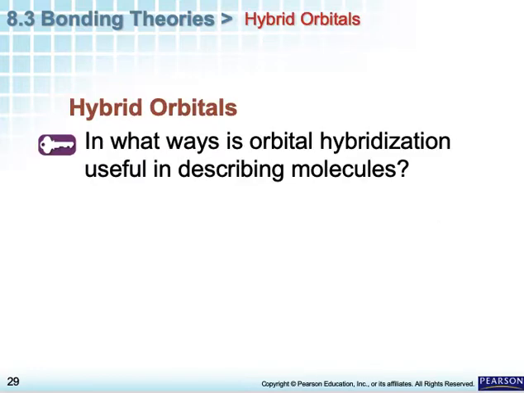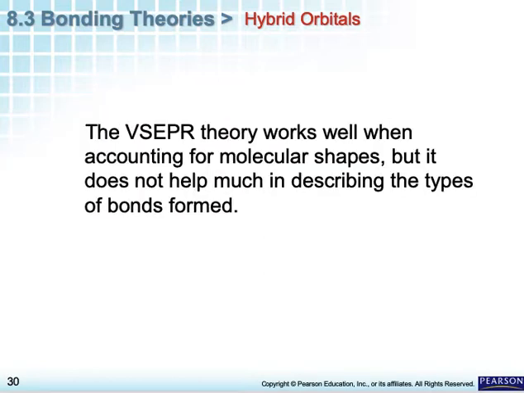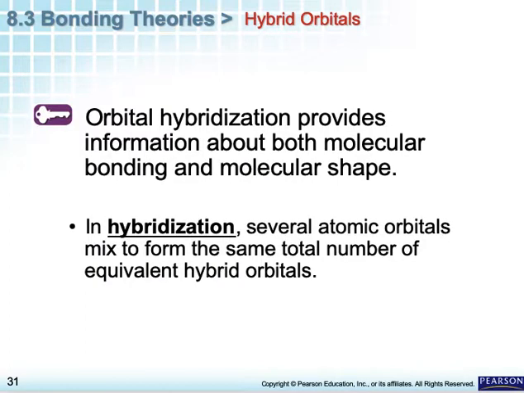Hybrid orbitals. Hybrid orbitals are where we take s and p and we start blending them. We'll do some discussion of these in class. But what is a hybrid orbital? VSEPR theory works pretty well when accounting for molecular shape, but it does not help describe the type of bonds that are being formed. Hybrid orbitals provide information about both molecular bonding and molecular shape.